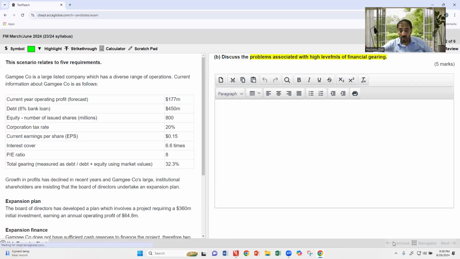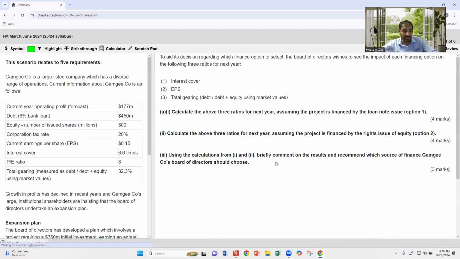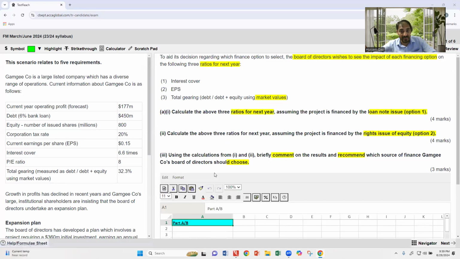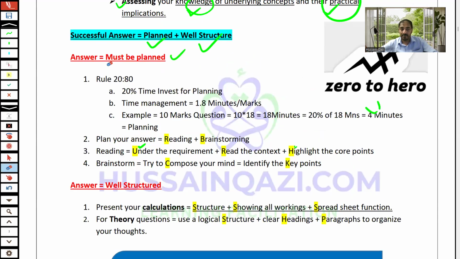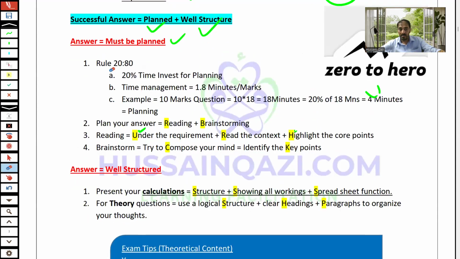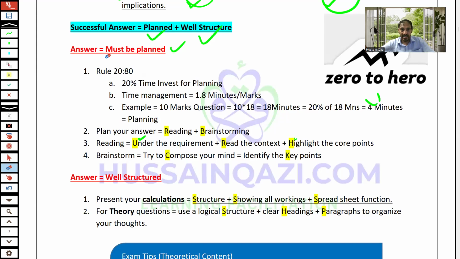Now it's time to attempt the question. But before attempting the question, what should you do? First point: plan. The first point is about planning. During planning, what you have done is the reading.